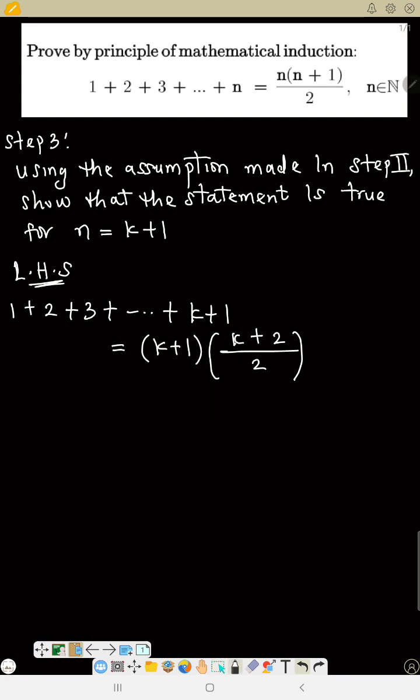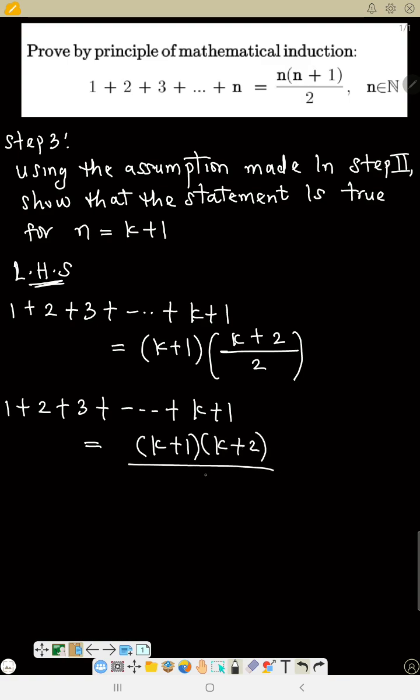So now 1 plus 2 plus 3, then plus k plus 1, is equal to k plus 1 times k plus 2 divided by 2. That's what I will have here. That is k plus 1 times k plus 2 at the top. Then do you know this is over 1? So 1 times 2, 2. That is the denominator.